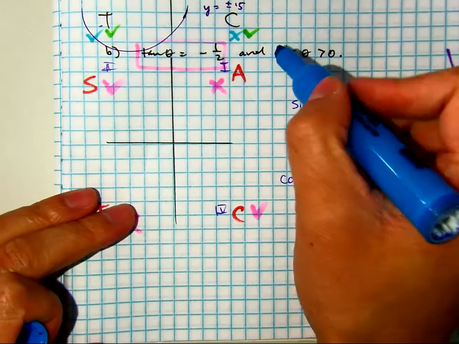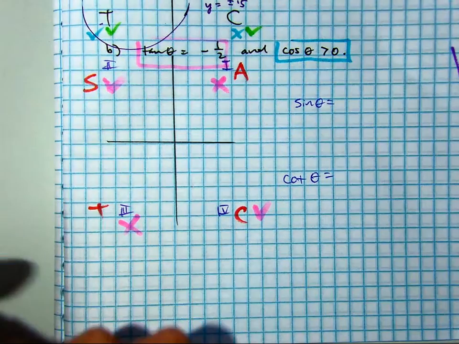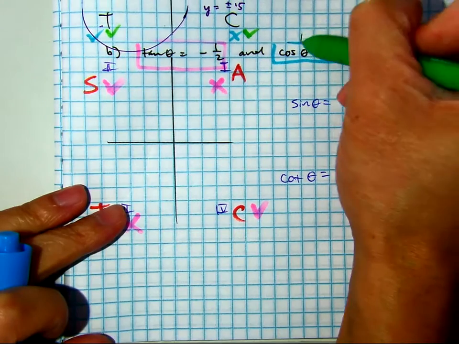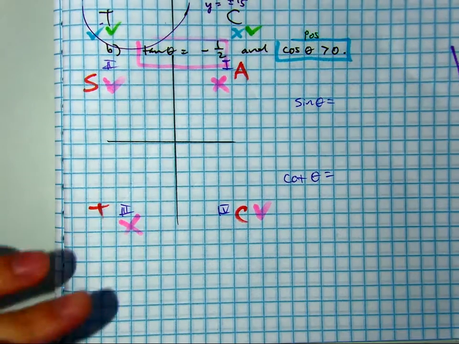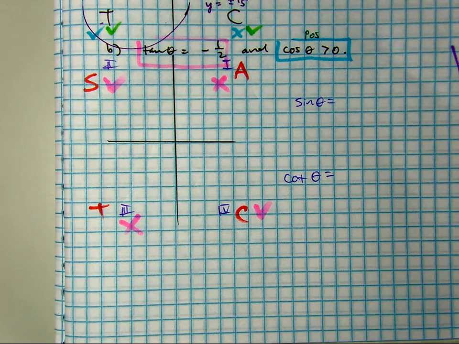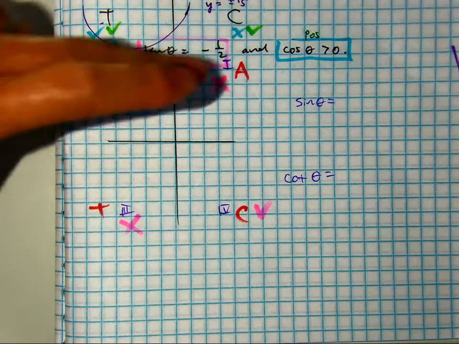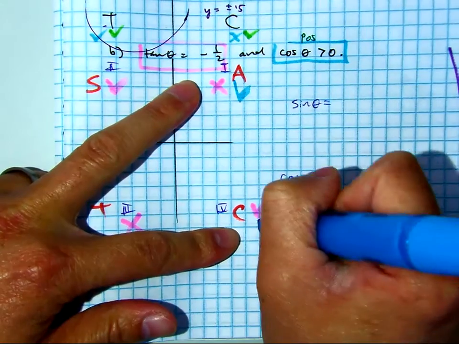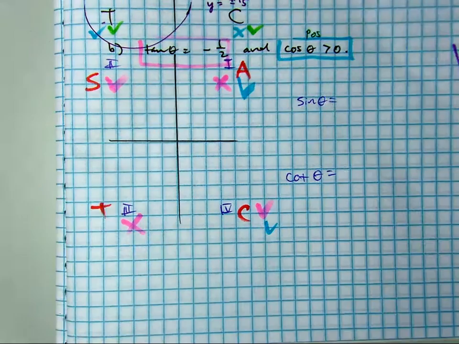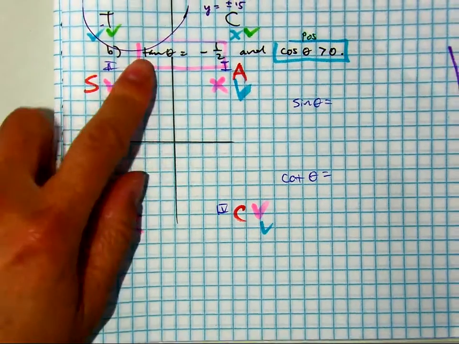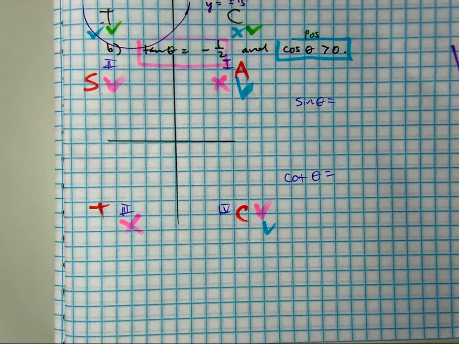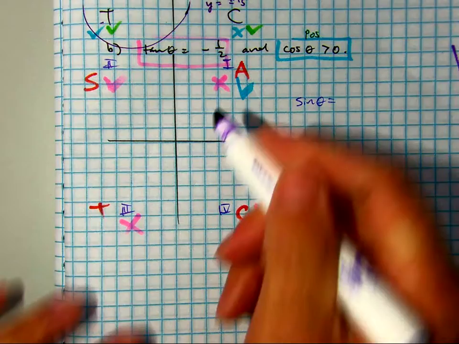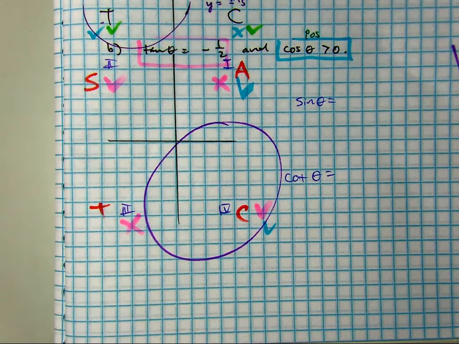Class, what does greater than 0 mean? So we're looking for where cosine is positive. Put your two fingers where cosine is positive. That'll be here and here. The only quadrant where cosine is positive and tangent is negative is quadrant 4. You should be working in quadrant 4. Raise your hand if you got that.